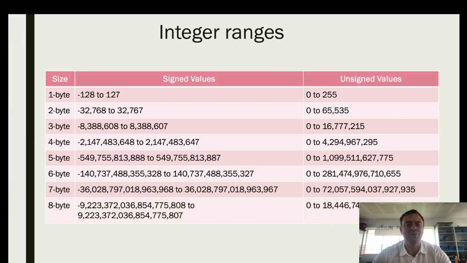So integer ranges: if you have 1 byte, you can go from 0 up to 255, like we've just explored. Then as you add bytes, it gets a lot bigger. 2 bytes can go up to 65,000 unsigned, with the range halfway between those two, all the way up to 8 bytes, which gives you a monster of a number, right? So by adding more bytes, you increase the capacity to store numbers, depending on how many bits are used.